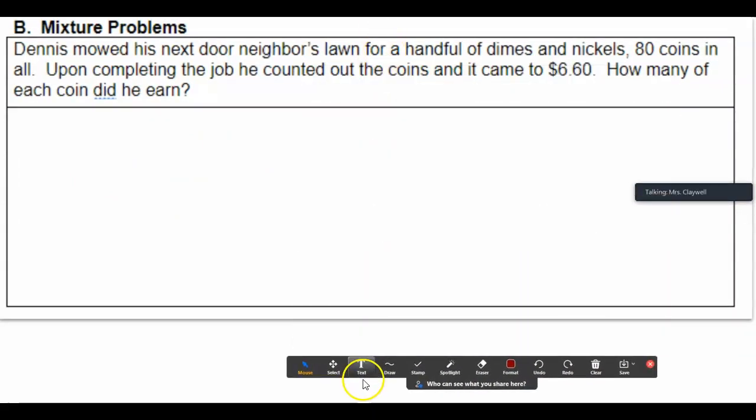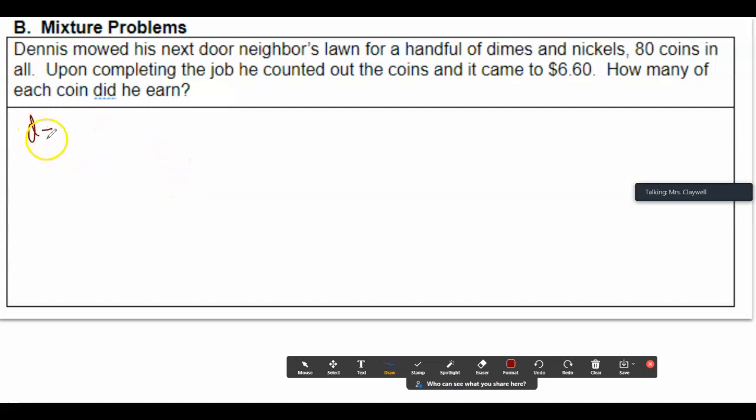So now I have a mixture type situation. Dennis is mowing his neighbor's lawn for handfuls of dimes and nickels. He has 80 coins total, and he wants to know how he got to 660.